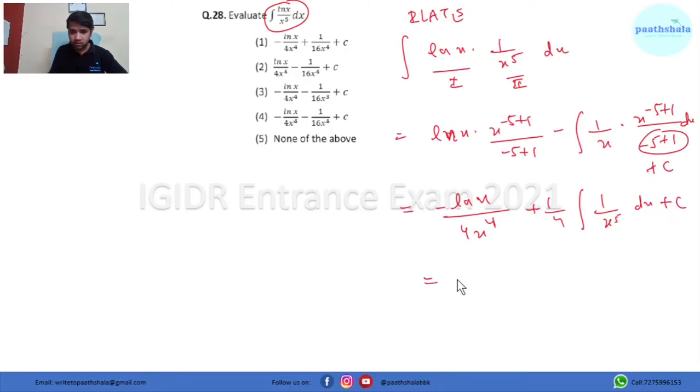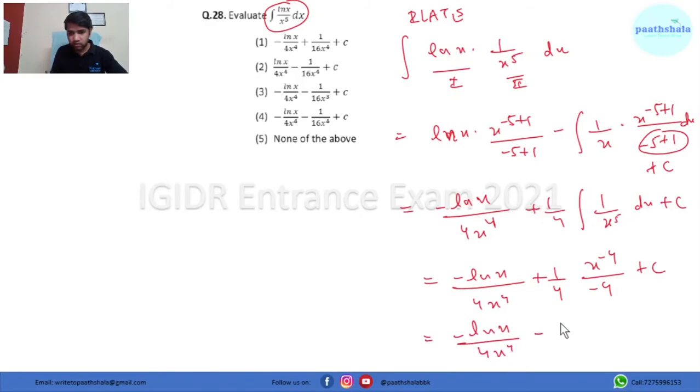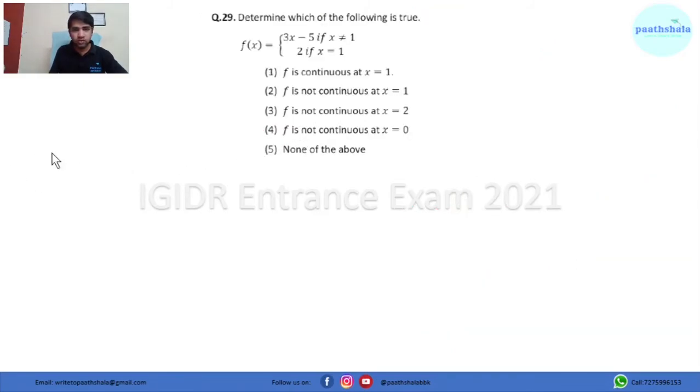So solving it further will give you minus ln x upon 4x power 4 plus 1 upon 4 and this will come out to be x power minus 4 upon minus 4 plus c. Okay, so minus ln x upon 4x power 4 minus 1 by 16 x power 4 plus c. So if I go by choices, here in fourth option you can see that this will be the right option. Now let's move to the next question.